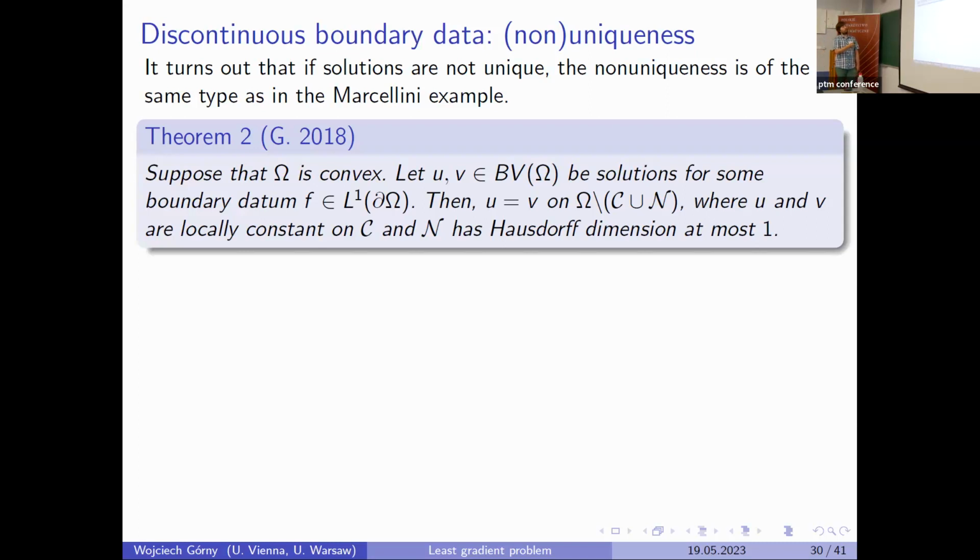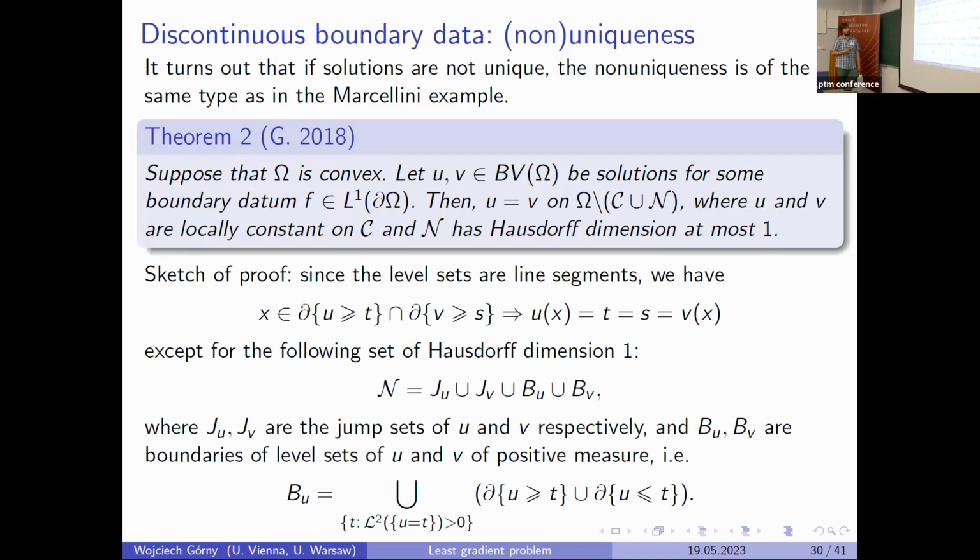Okay, one comment on higher dimensions. This is strictly related to the fact that we have no singularities. So this is valid in some higher dimensions, but only up to dimension 7, because above that we have singularities and the proof doesn't work. A very quick sketch of the proof: in 2 dimensions, since the level sets are line segments, whenever x lies in the boundaries of 2 superlevel sets, then these 2 things would have to coincide, except for a set of Hausdorff dimension 1, namely the jump set of one function, the jump set of the other function, in the sense of BV functions, plus boundaries of level sets of positive measure.